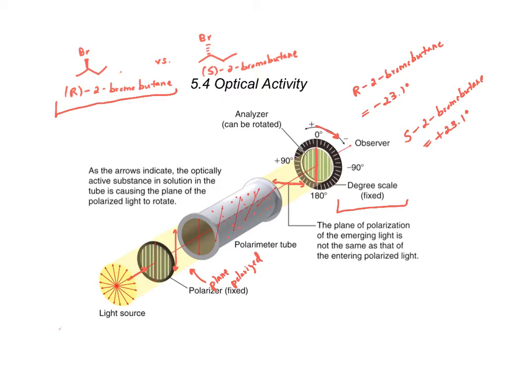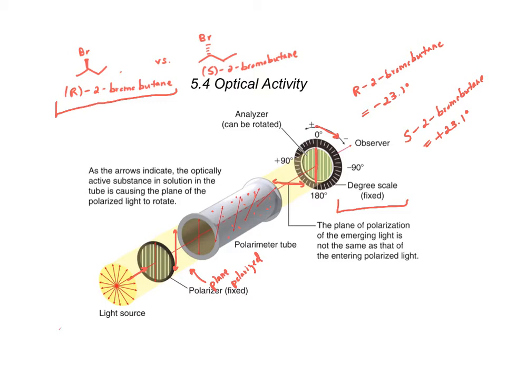This is experimental, whether it's rotated to the left or to the right. This has nothing to do with whether it's R or S. Absolute configuration and the sign of rotation do not correlate at all, unfortunately. Okay, so that's the basics. This is what happens in a polarimeter.